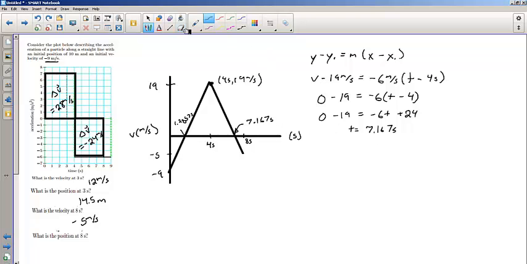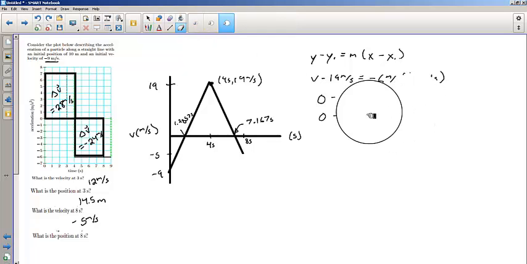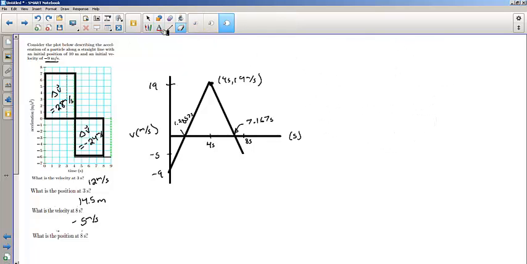Okay, so now we got a little bit more work ahead of us. We're going to have to find the area of this triangle, this triangle, this triangle, and this triangle here. I'm going to go ahead and refer to those as 1, 2, 3, 4.